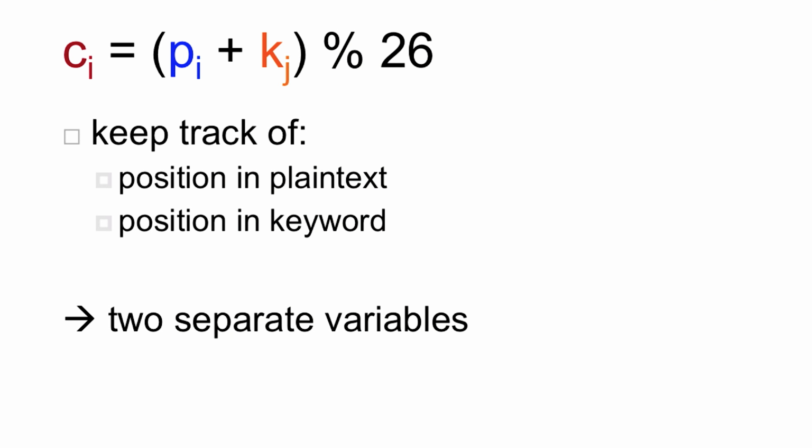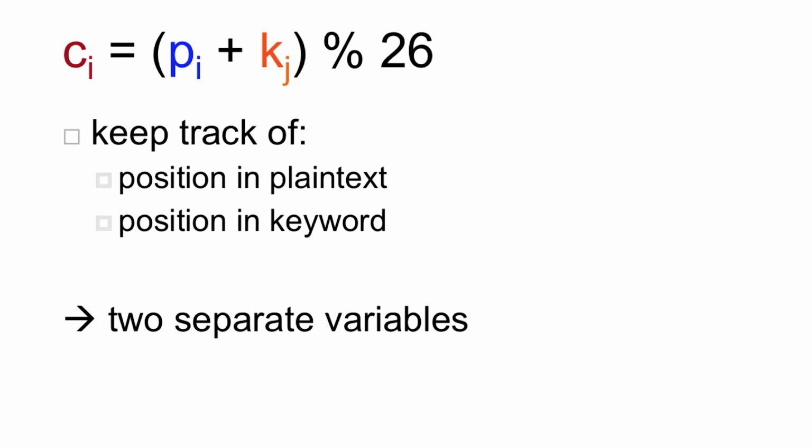Okay, so now that you know how to figure out the numerical shift that corresponds to a single character, let's go back to our equation. Because we have two different subscripts here, i and j, that's a hint that we want to keep track of both our position in the plain text as well as our position in the keyword. So those are two separate variables that we want to keep a hold of.